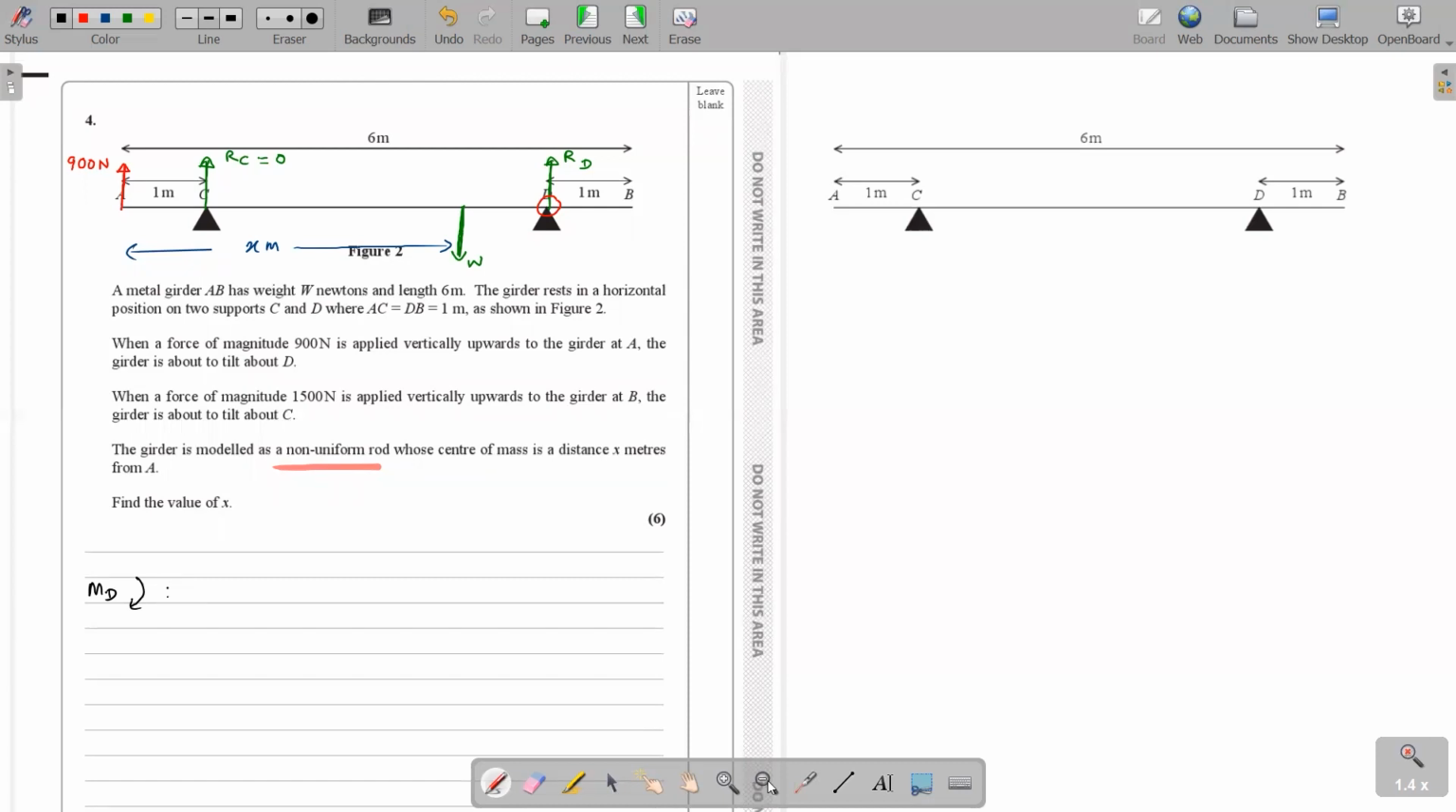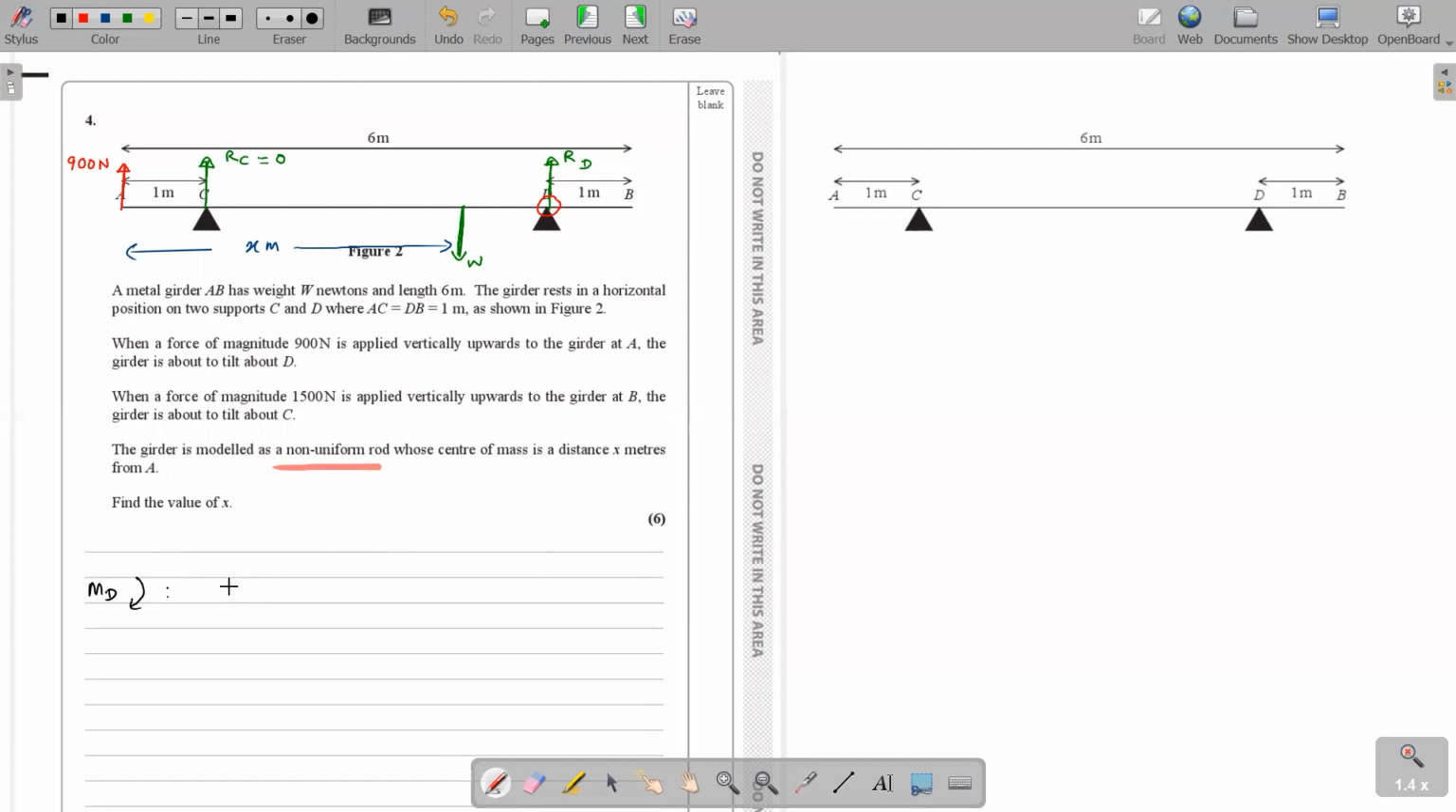So what happens? There are only two forces to be considered here, right? The 900 Newton and the weight. Normal reaction at C is not necessary, isn't it? Normal reaction at D will not come into the story because you're taking moments around D. So any force that goes through point D will not produce a moment. So let's take moments around D.